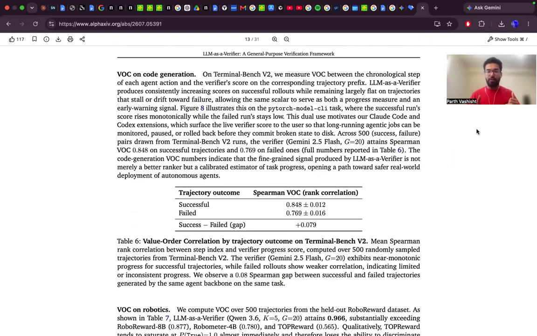So we're trying to find some correlation between the agent steps and the verifier score on that. So if the verifier score is high, if it is passed, how many steps does it take? If it takes more steps, then this can serve as a positive correlation. So let's look at this. The LLM verifier produces consistently increasing scores on successful rollouts while remaining largely flat on trajectories that stall or drift toward failures, allowing the same scalar to serve as both a progress measure and an early warning signal.